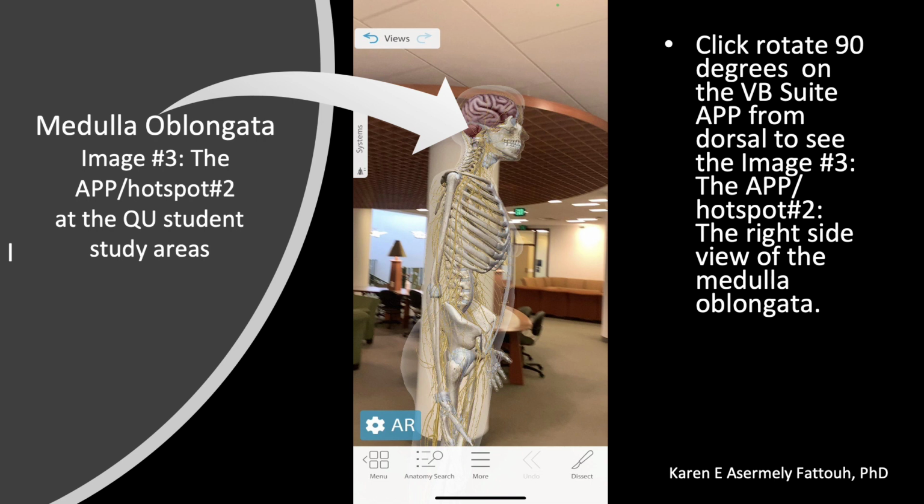On the app, I clicked rotate, and it rotated the image that you saw previously to the right side, showing you a hotspot now, using the rotate button, showing the right side view of the medulla oblongata, the right lobe of the right organ of the medulla oblongata in the brain, and this controls respiration.